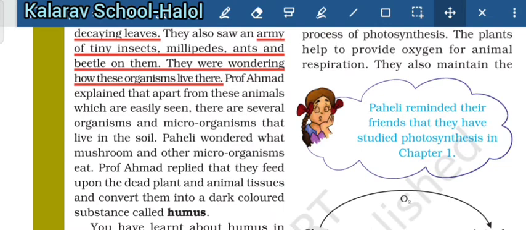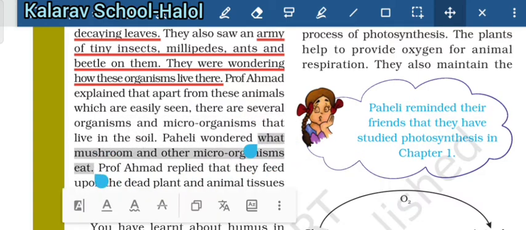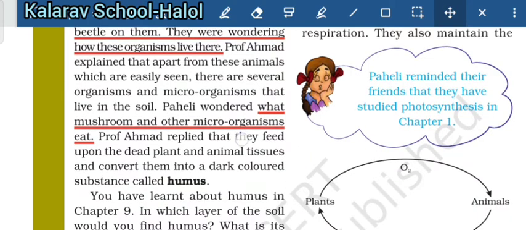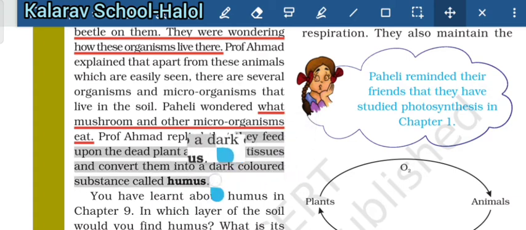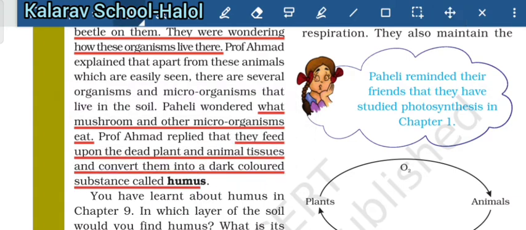So he explained that besides these animals which are easily seen, there are several organisms and microorganisms in the soil. The question arises: what do mushrooms and other microorganisms eat? They feed on dead plants and animal tissue and convert them into a dark coloured substance called humus. So what is humus? Humus is the dark coloured substance formed by the decay of dead plants and animal tissue.